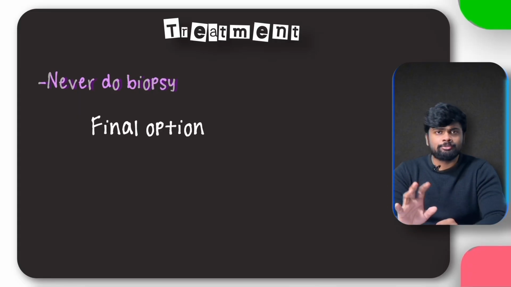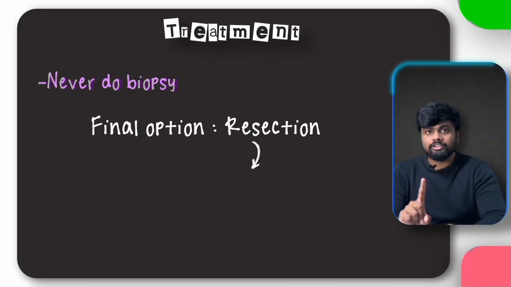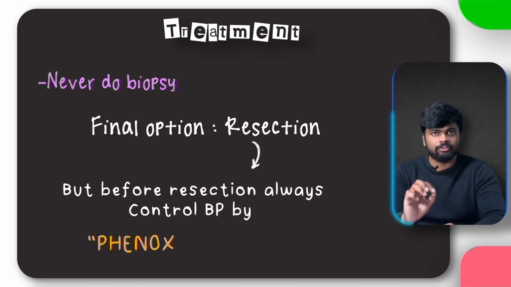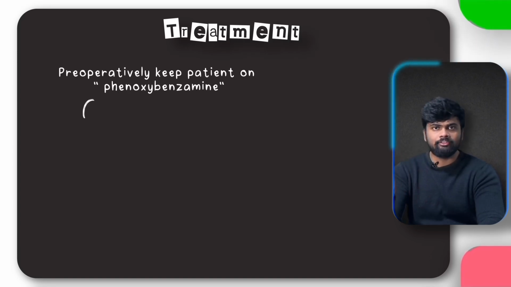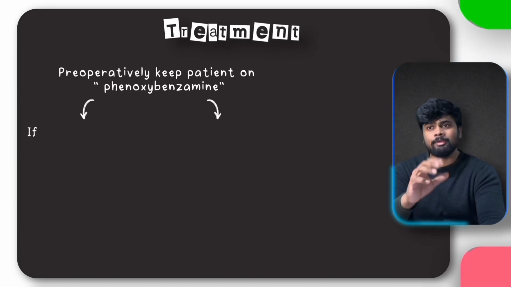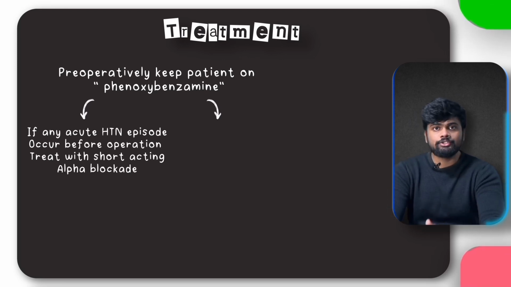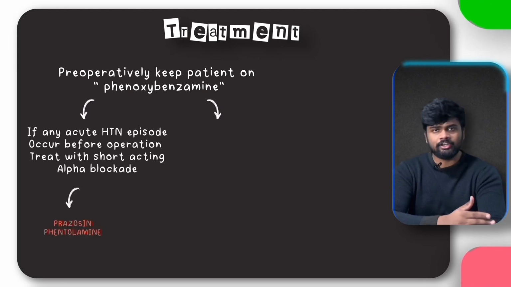Now the final treatment option is resection of the tumor, but before resection of the tumor, we have to put the patient on phenoxybenzamine. Before taking the patient for surgery, we have to add phenoxybenzamine, which is a long-acting alpha blocker. What if the patient has some acute episodes of hypertension? In that situation, we will add prazosin or phentolamine.